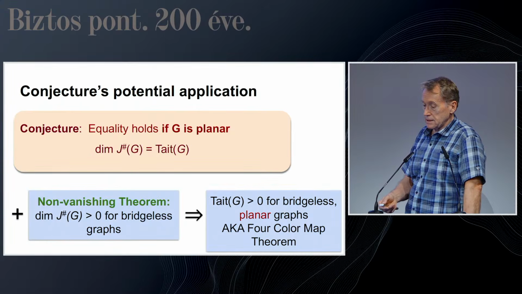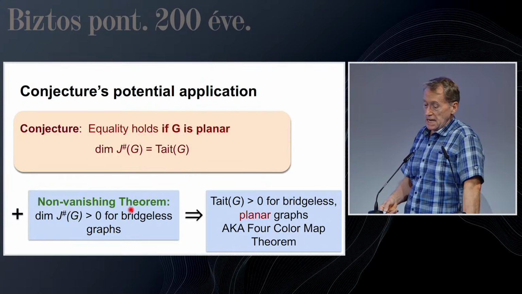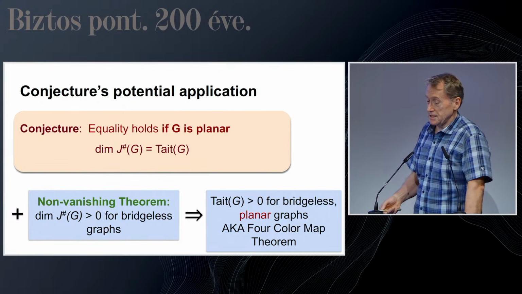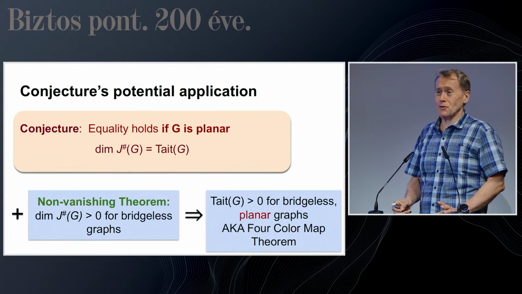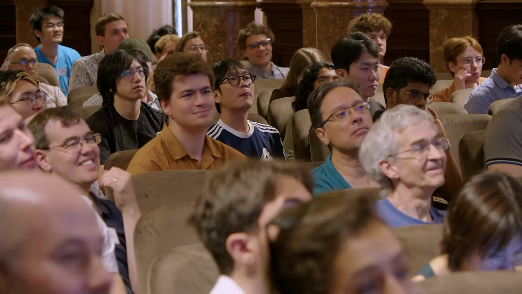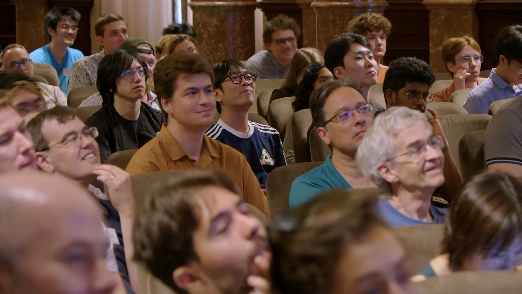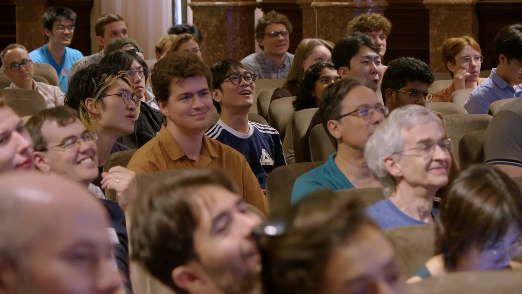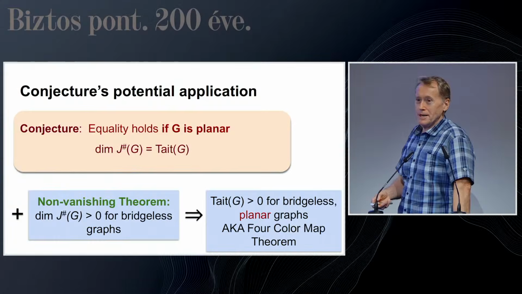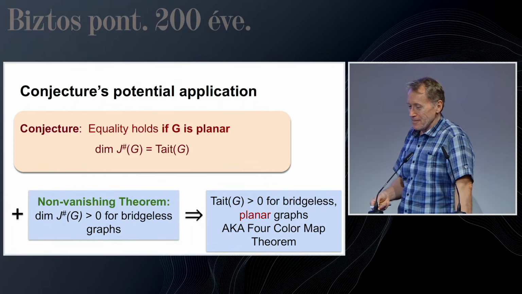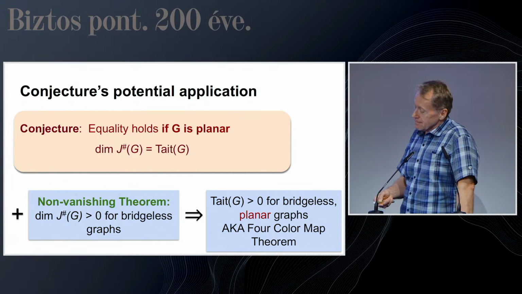So that's interesting because we have this non-vanishing theorem, and if our conjecture is true, that would be a computer-free proof of the four-color theorem. Think about that. Somebody do it, okay? I hope OpenAI is not listening to this. Anyway, that's one fantasy.